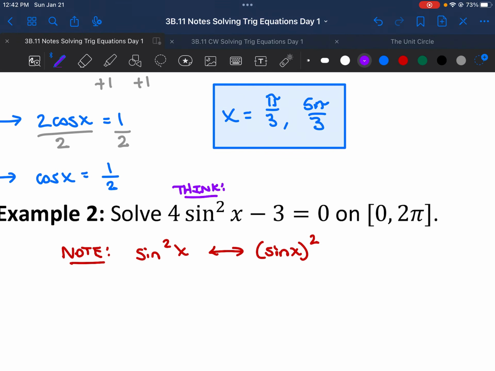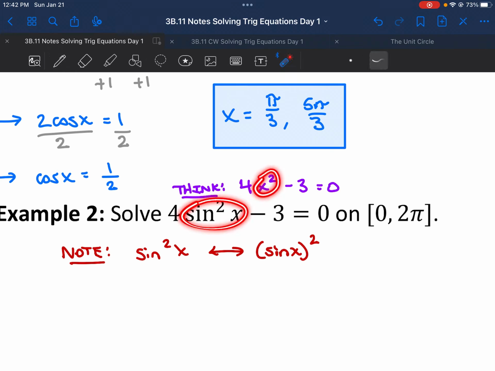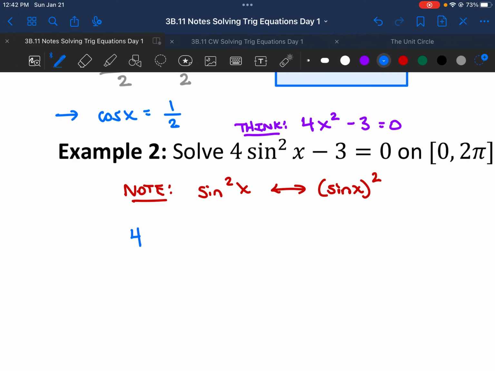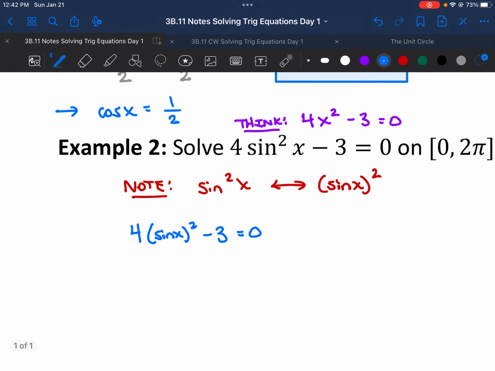we want to be thinking 4x squared. Sine of x is really what we're trying to isolate. We're trying to isolate for the trig part. So we want to think 4x squared, since we have 4 sine squared, minus 3 equals 0. Okay? So think of this sine squared as an x squared in terms of like the equation solving process. All right? So we have 4 sine squared, or 4 sine of x squared, minus 3 equals 0.